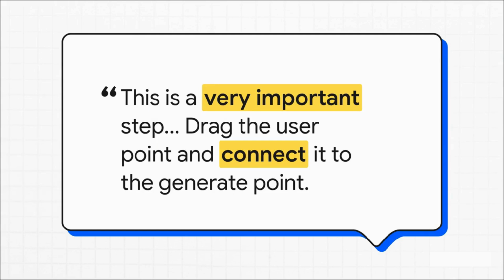Okay, pay really close attention here because this is probably the most important step in the whole process. You'll see you have two separate boxes now. You need to physically connect them. You do that by clicking and dragging the little circle from the user box over to the generate box. This is what tells the AI, hey, use my image as the starting point.